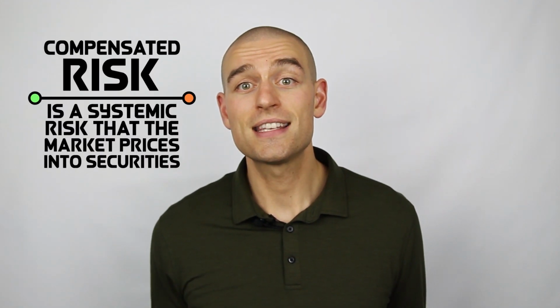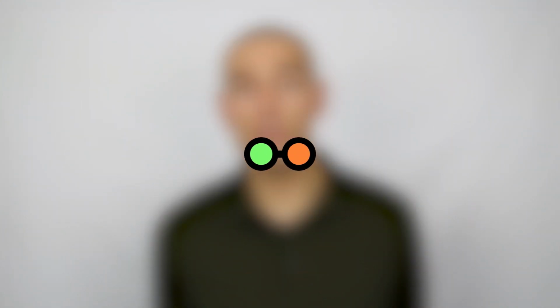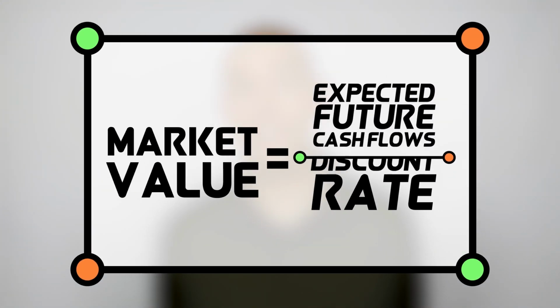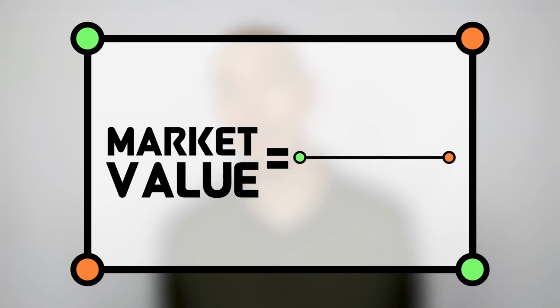Compensated risk is a systematic risk that the market prices into securities. Stock prices are, theoretically, the discounted value of future earnings. Taking on compensated risk is sensible. You are buying future earnings at a discount. The discount is where the compensation comes from. More compensated risk means a deeper discount on future earnings, which means a higher expected return. Uncompensated risk is very different. It is the risk specific to an individual company, sector, or country.